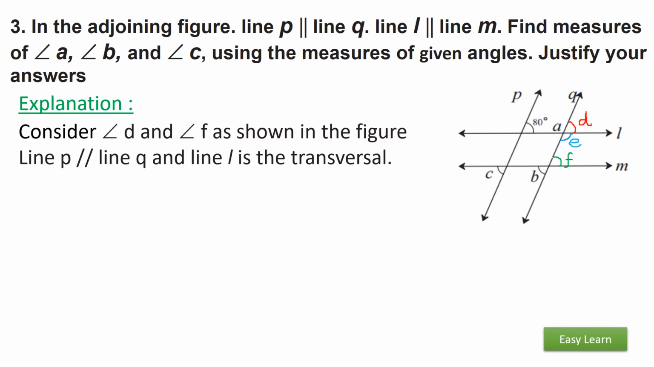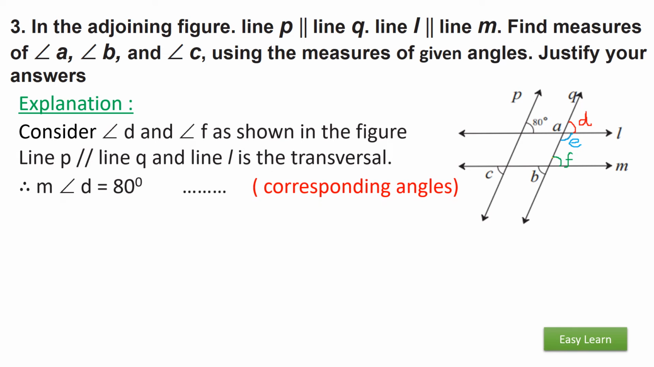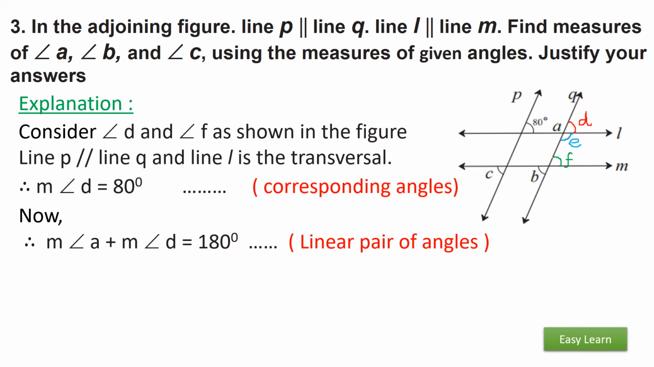Explanation. Consider angle D and angle F as shown in the figure. Line P is parallel to line Q and L is the transversal. Therefore, measure of angle D is equal to 80 degrees, corresponding angles. Now, measure of angle A plus measure of angle D is equal to 180 degrees, linear pair of angles.